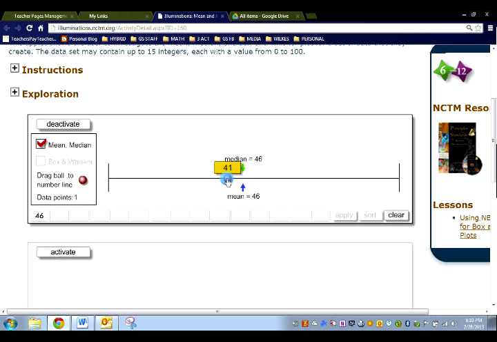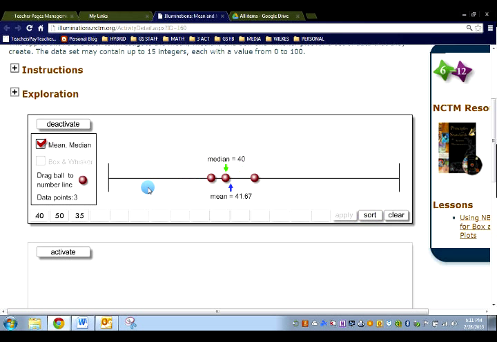Let's see if we can make this a little easier. Let's go 40. Now I'm going to put this one at 50. Can you tell me ahead of time what you think my numbers will be? Hopefully you said halfway between 40 and 50 is 45. If I add 40 plus 50, I get 90, divide by 2, I get 45. Let's put another number out.